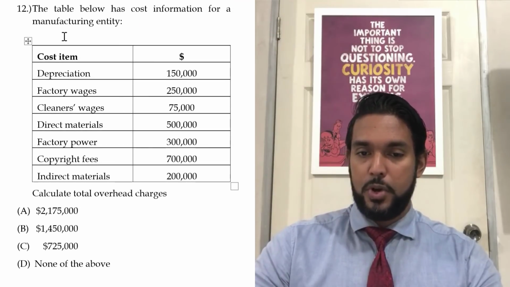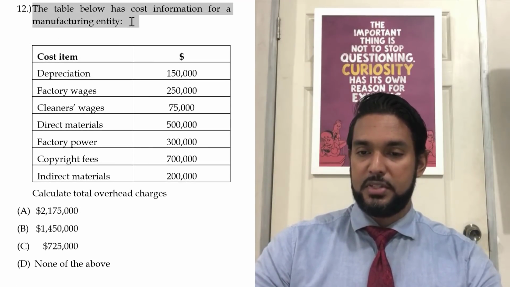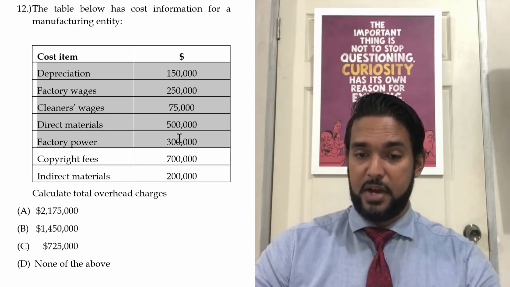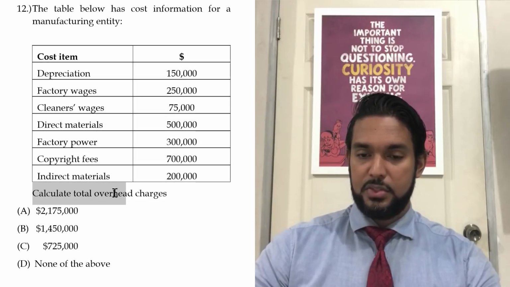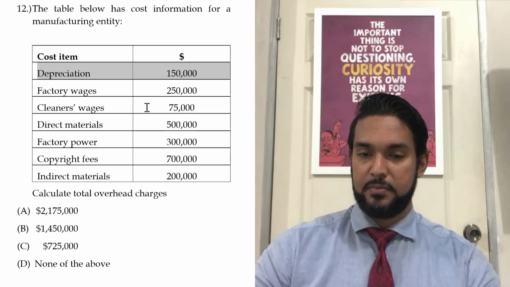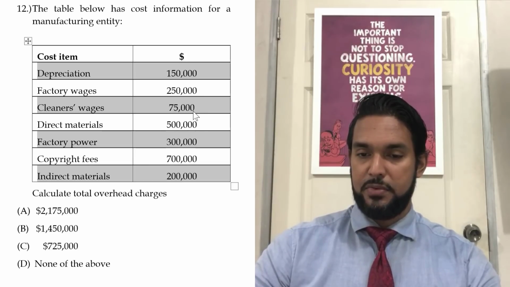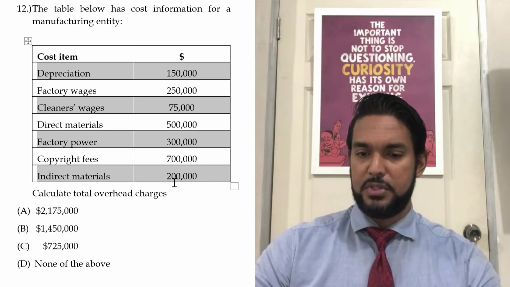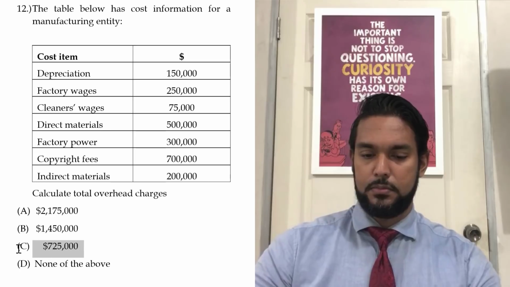All right, number 12. The table below has cost information for a manufacturing entity. So what we have here: depreciation, factory wages, cleaners, direct materials, factory power, copyright fees, indirect materials. What do we want? Calculate total overhead charges. So overheads are anything that's not direct. So depreciation, cleaners, wages, factory power, indirect materials. So 150 and 75 is 225, 225 and 300 is 525, 525 and 200 is 725. There you go.